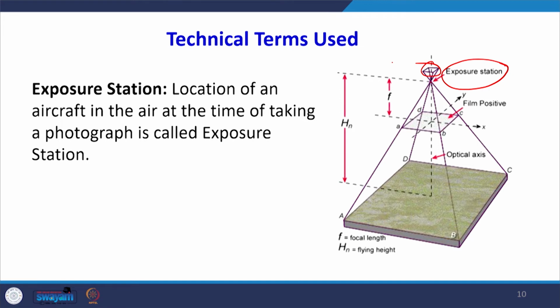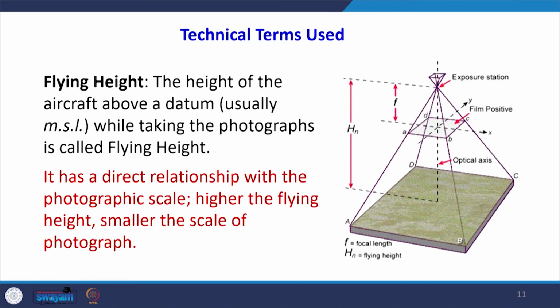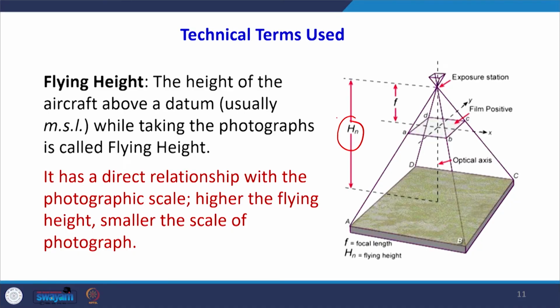Let us go to the second term now here, which is the flying height. Flying height is the height of the aircraft above a datum. The datum could be mean sea level, or maybe we can say above the ground. The aircraft is flying at a certain height. During a project, the height is almost constant while it is taking the images of a project area. This height is known as the flying height, and it is shown by the capital letter H here. So, above the ground, the height of the aircraft is the flying height.